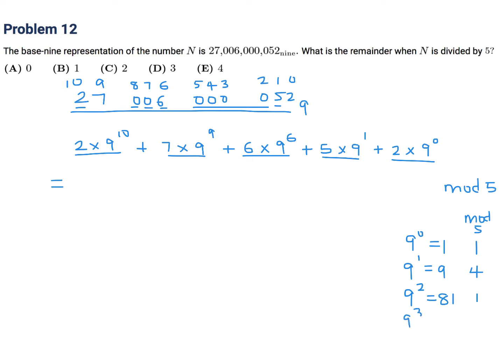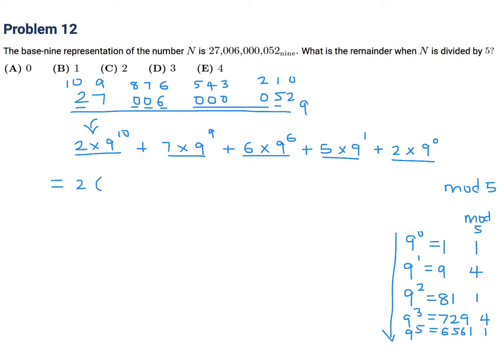And so on. 9 to the power of 3 is 729. Mod 5 is 4. And we'll just do one more. 9 to the power of 5 is 6561. Mod 5 is 1. So as you can see, the mod 5s just alternate. 1, 4, 1, 4, 1, 4. So then we can easily figure this out. If you extrapolated this list, you will figure out that 9 to the power of 10 mod 5 is 1.